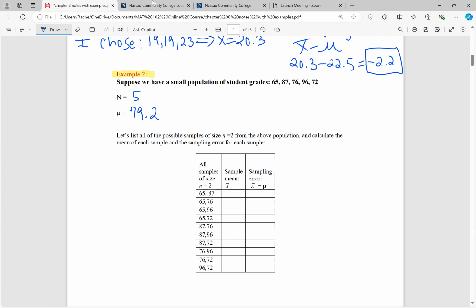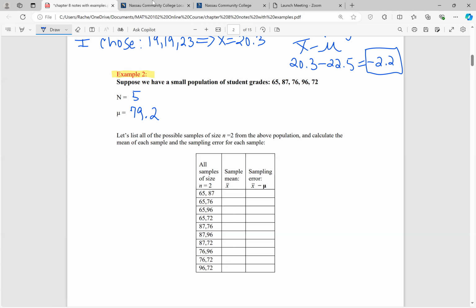Now, again, not so realistic to have a population of size 5. We're working with a very tiny population in this next example, just so I could illustrate something to you. Obviously, if the population was much larger, we'd have a lot more work to do. So I'm keeping this example small, 5 data values in my population, but not that realistic. But it's enough for me to show you where I'm going next.